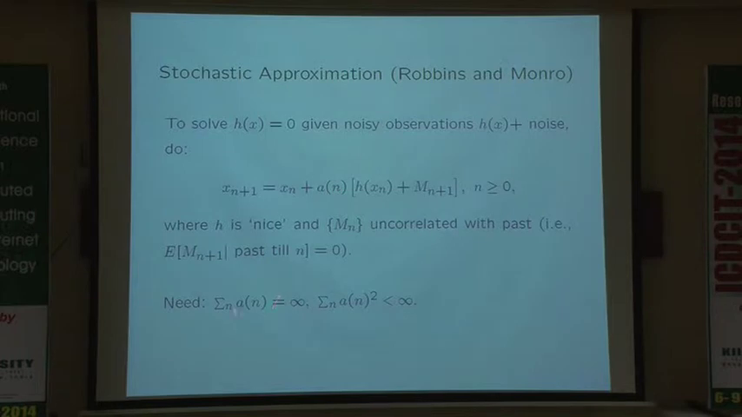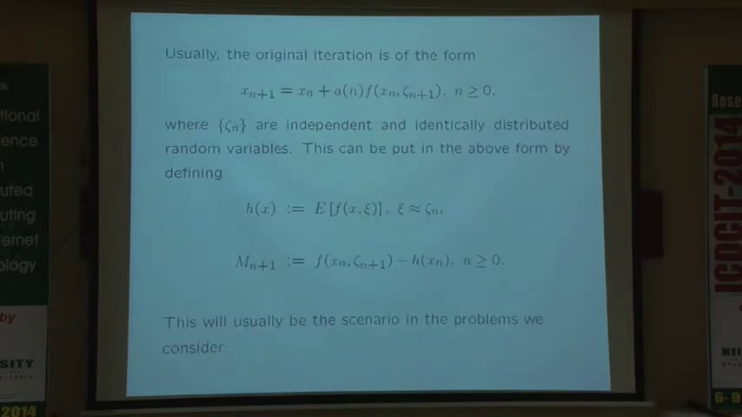And what they did was to introduce this clever step size sequence. So the sum of a_n is infinite and the sum of a_n squared is finite. Standard examples are 1 by n log n. So it's slowly decreasing. If it decreases too fast, then the sum wouldn't be infinite. If it decreases too slowly, the sum of squares wouldn't be finite. So it has to go to 0 at the correct rate.